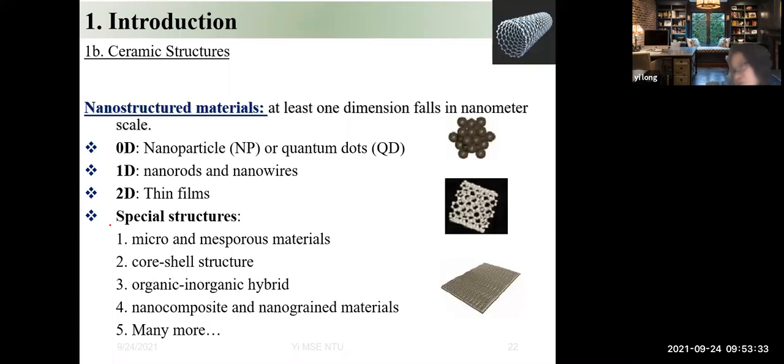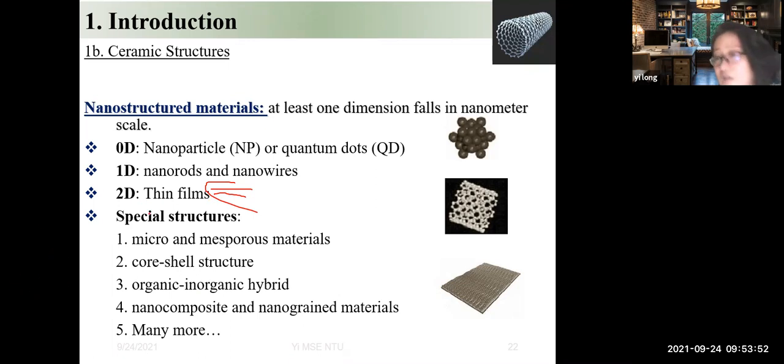A lot of professors in NTU MSE are doing nanomaterials, including myself. Myself is very much this one. So if you're interested to talk about your FYP, also if you're interested in 2D materials, you can talk to me. I'm a 2D materials person.